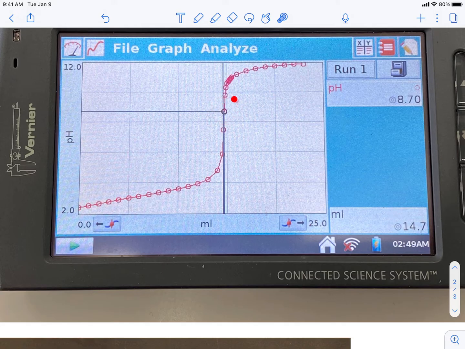So I selected that data point here, which is reflected down on the bottom right, and it says that at my endpoint or my equivalence point, the pH is 8.7. Okay, so that's a really helpful idea that we need to know. So the next thing that we would need to know then, or you'd be asked to do, is find out what is the pKa. And so for that, we have to sort of use this information that our equivalence point is at 14.7. Okay, so let's take a look at our next graph.